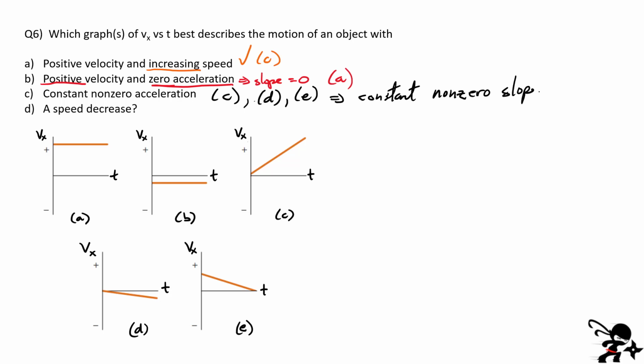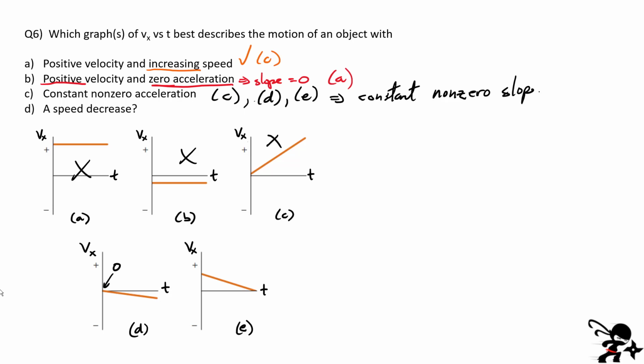All right, great. And the last one says a speed decrease. All right, we can rule out this one. This speed is the same everywhere. Speed is increasing for this one. All right, now we got to be careful. So which one is the speed decreasing?